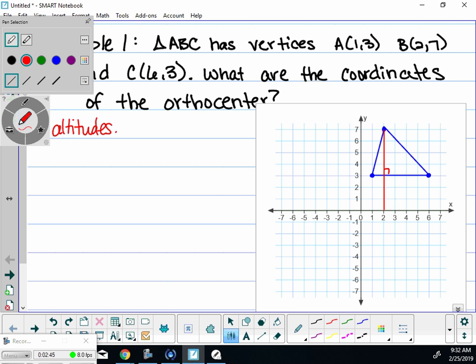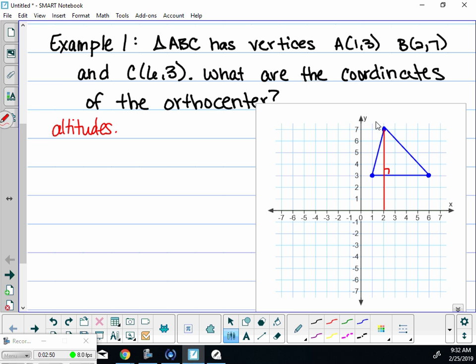Okay. Now we have to pick another vertex, like this one, let's say. And we have to go perpendicular to the opposite side. Now, it's been a while, but if we want to be perpendicular to this line, count the slope from this point to this point. We'd have to go down 1, 2, 3, 4, and over 1, 2, 3, 4.